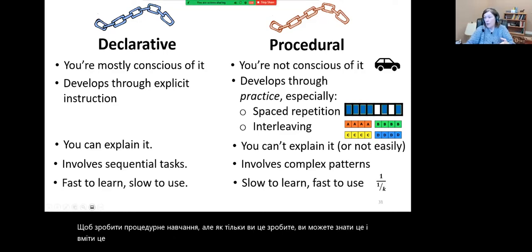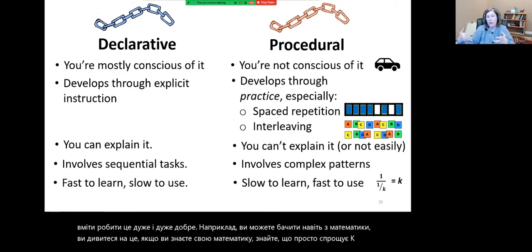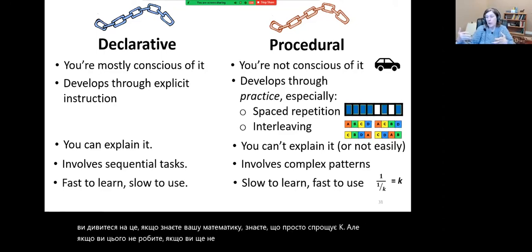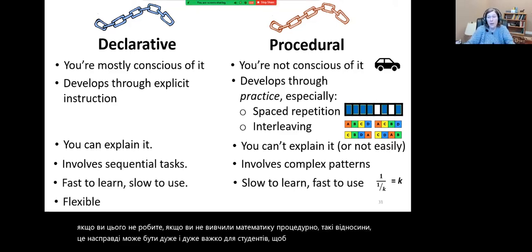For example, you can see even in mathematics, you look at this, if you know your math, you know that simply simplifies to K. But if you haven't learned your math procedurally, these kinds of relationships, it actually can be very, very difficult for students to be able to do even simple tasks.